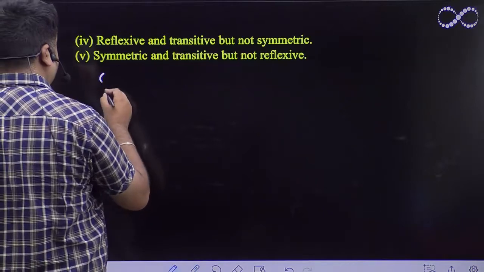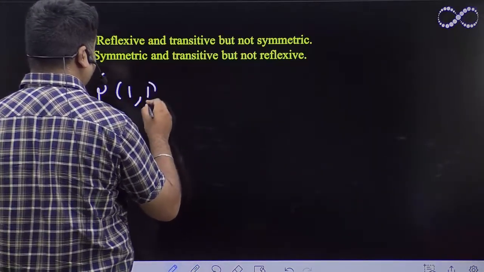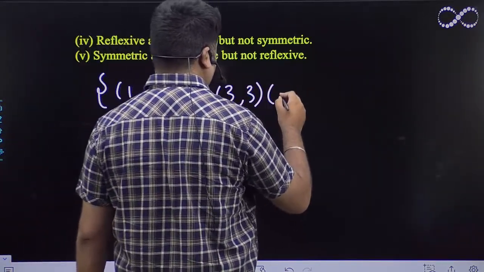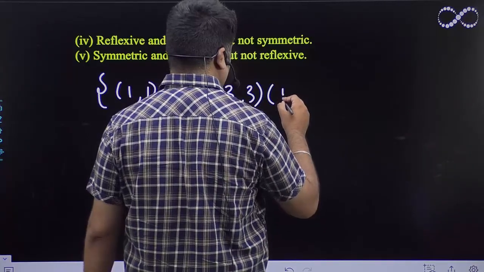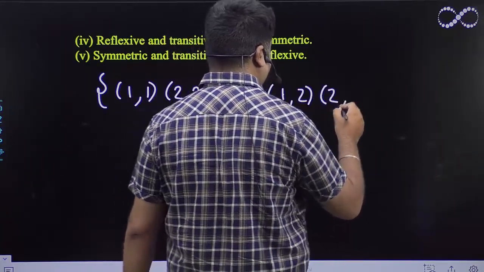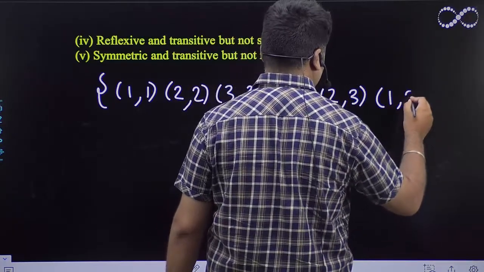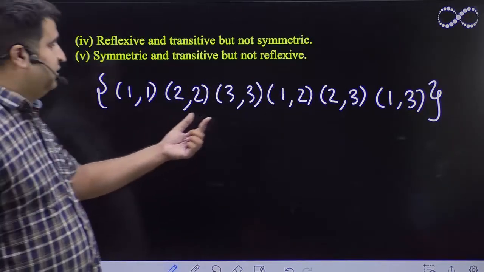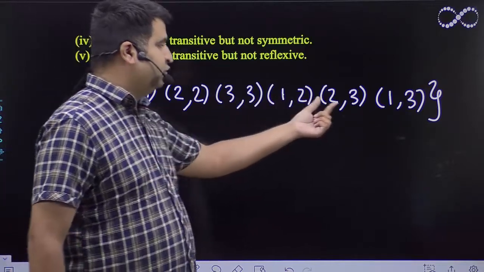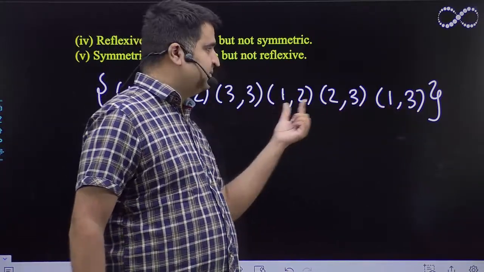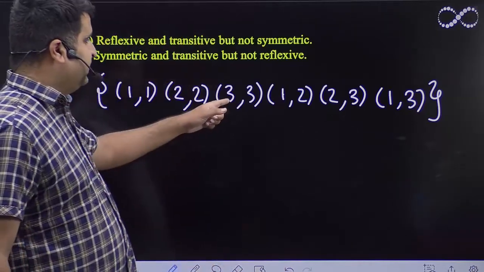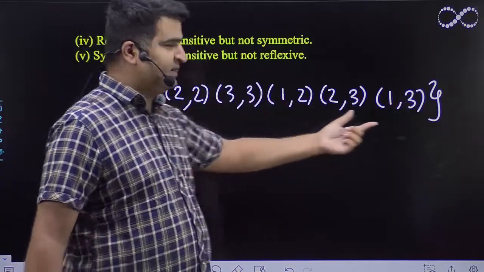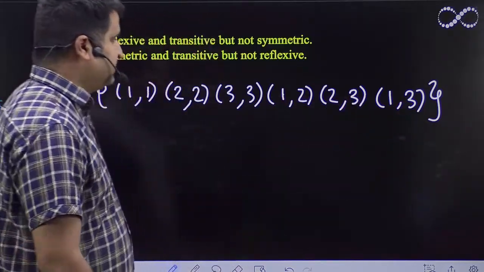Similar example, let's say we take 1, 1, 2, 2, 3, 3. Let's take 1, 2, 2, 3, 1, 3. This is a pretty simple example. We have 1, 2, right? 2, 3, and we have 1, 3. This becomes a transitive relation. Similarly, we have 1, 1 and 1, 3, right? Then 1, 3 is present. Therefore, this becomes a transitive relation for sure.